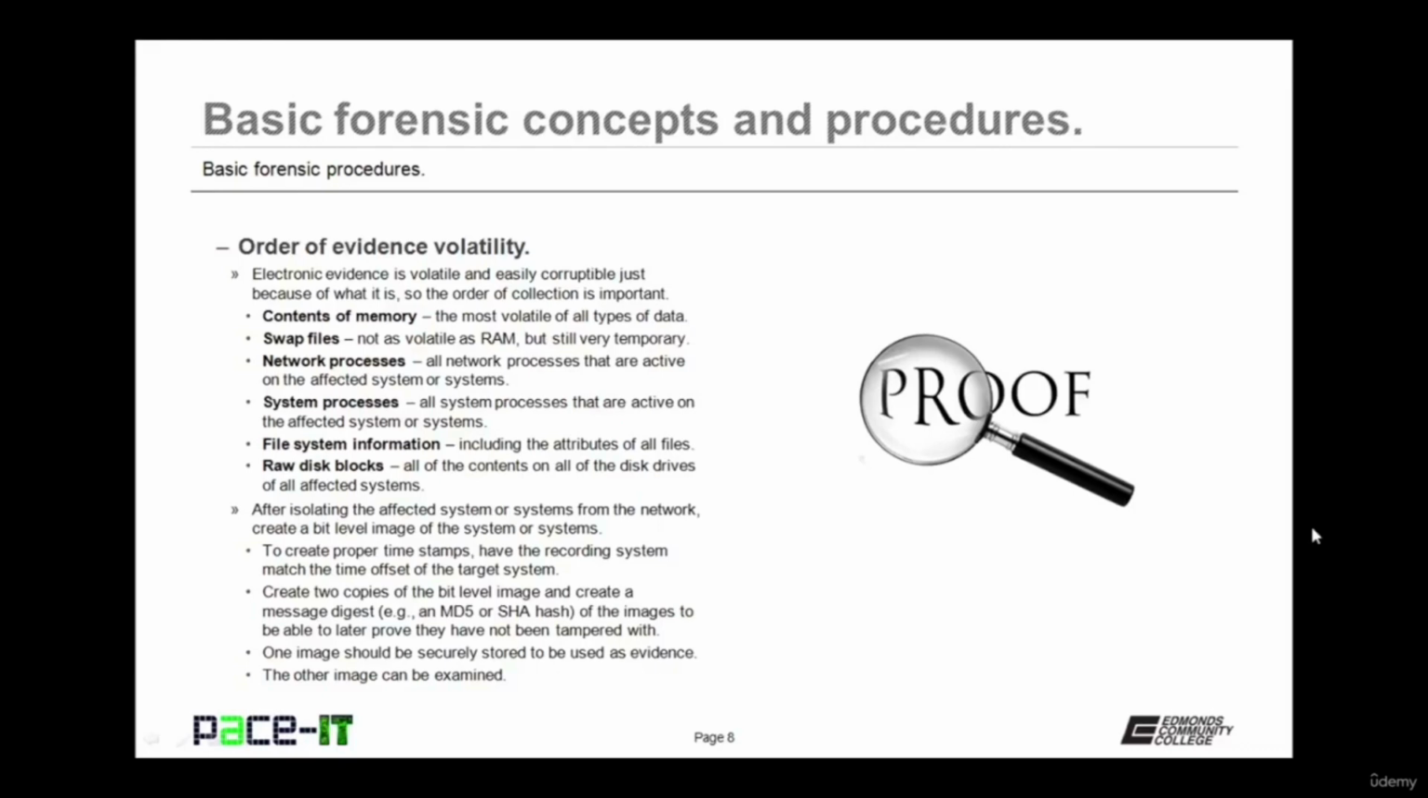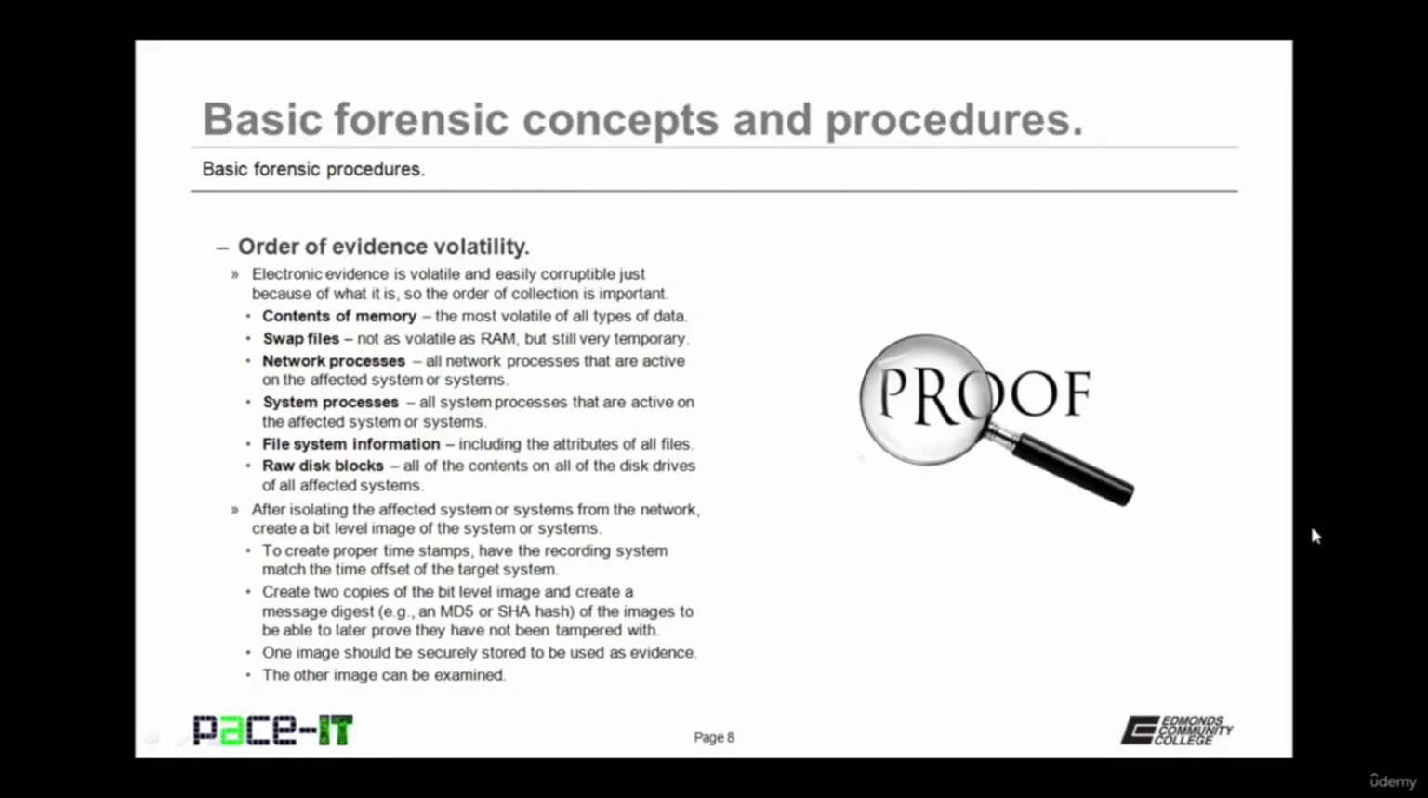There is software out there that will allow a first responder to dump the contents of RAM into a secure file to be collected as evidence. Next up are swap files. They're not as volatile as random access memory, but they're still very temporary in nature. Next up is network processes. All network processes that are active on the affected system or systems need to be recorded. And then the same needs to occur with system processes.